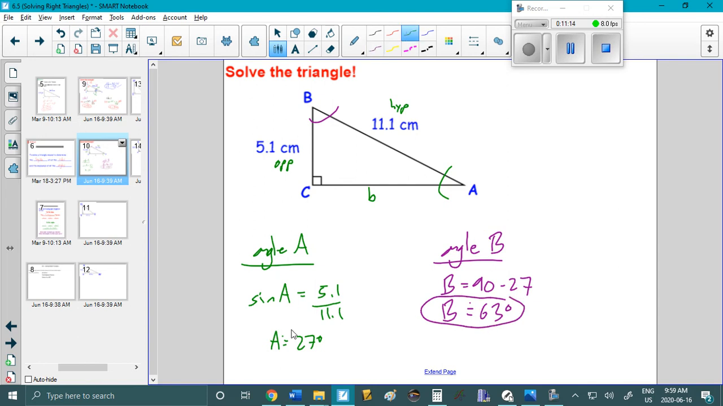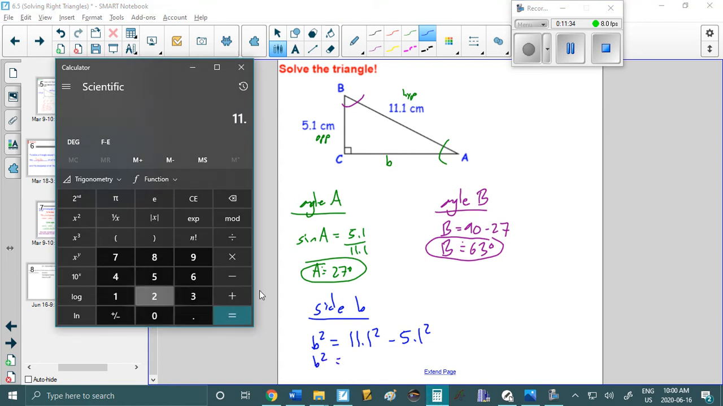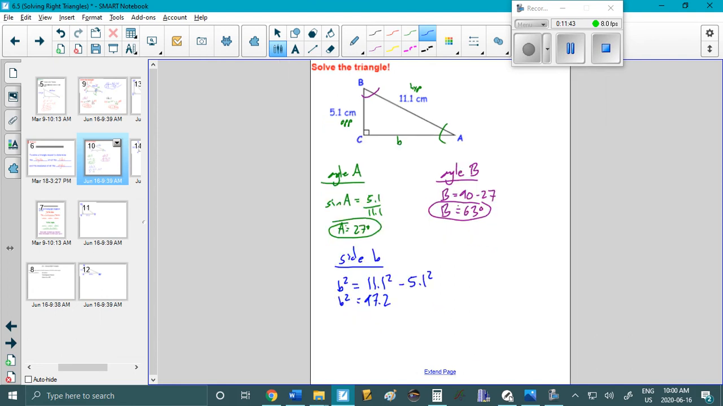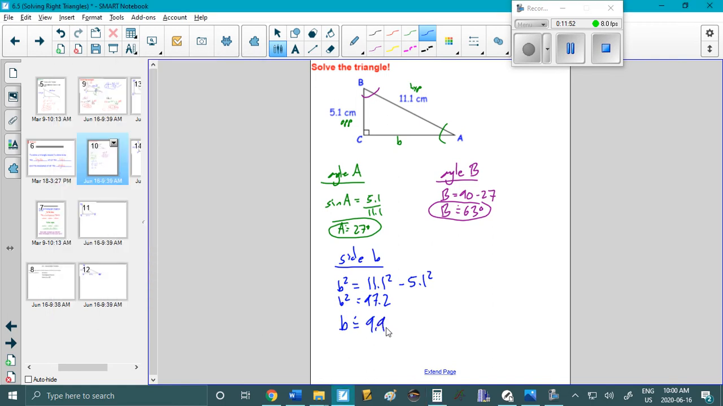And just like that, we found 2 out of the 3 things, and now all that's left to find is side B. So I'm going to use the Pythagorean Theorem here, because why not? So B squared, I'm finding a short side, so I do the hypotenuse squared minus the other side squared. So 11.1 squared minus 5.1 squared equals 97.2. So B is going to be approximately 9.9 centimeters, and if you look at the diagram, that makes sense.